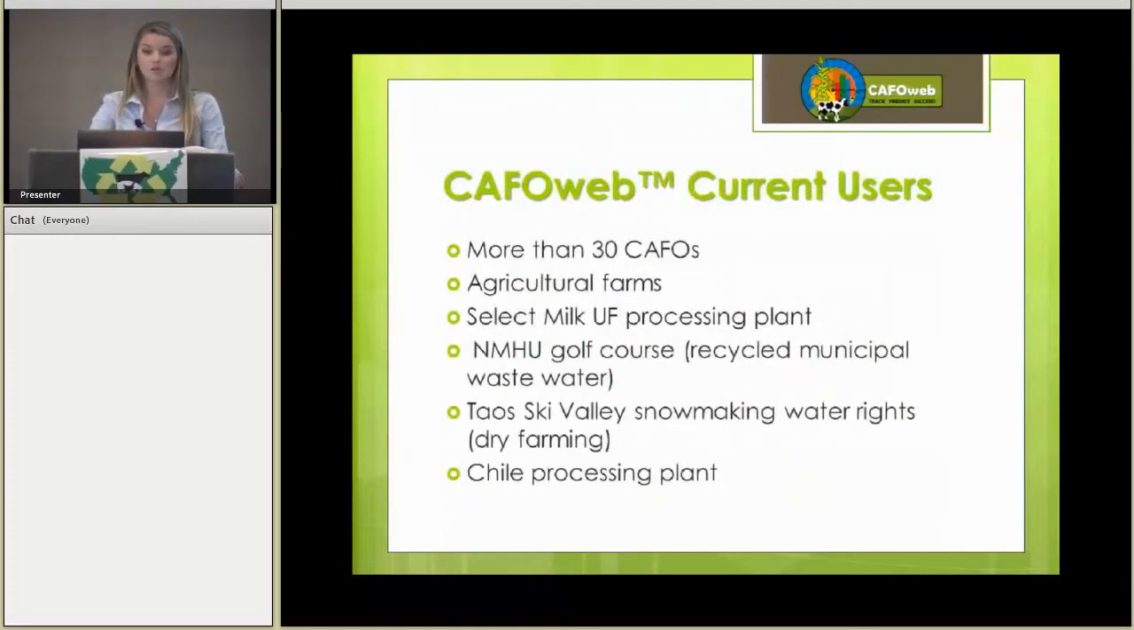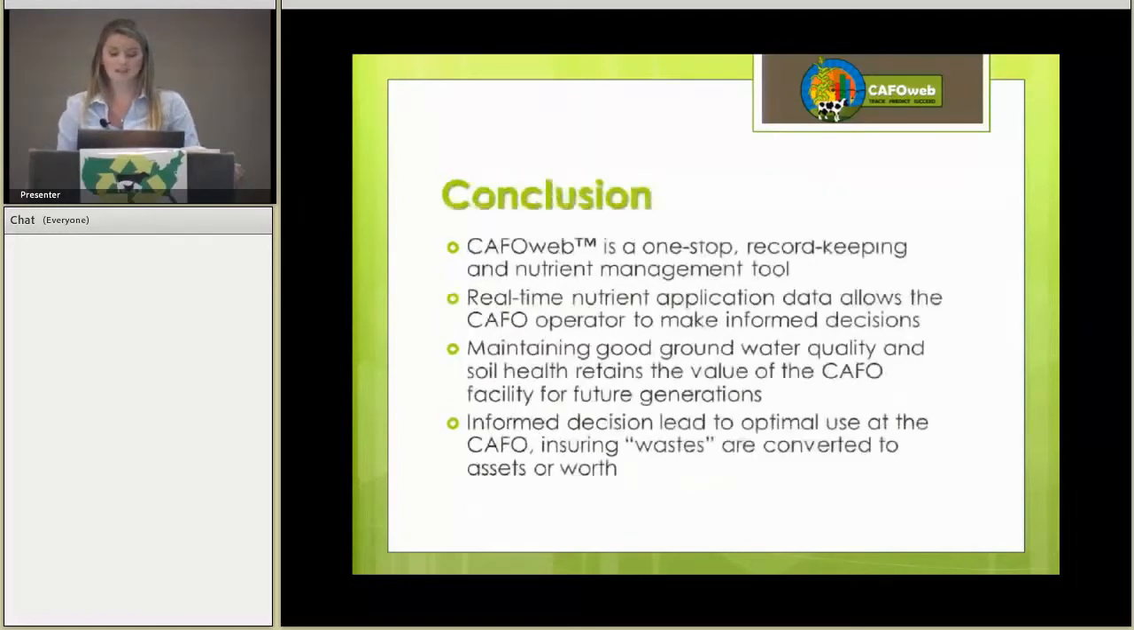CAFOweb is now on more than 30 CAFOs in multiple states. It is also being used on agricultural farms and at the Select Milk Ultrafiltration Processing Plant. It's also being used at the New Mexico Highland University Golf Course, where they're using recycled municipal wastewater. We're also on the Taos Ski Valley snowmaking water rights and on a chili processing plant.